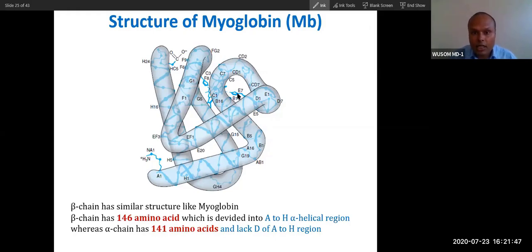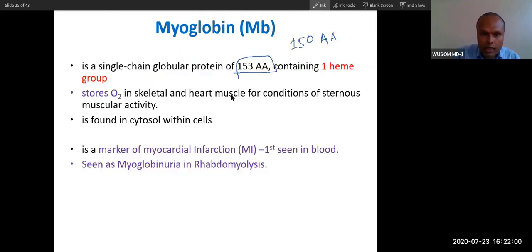Fifth and sixth bond will be formed by this E7 and F8. F8 is proximal and E7 is distal. At E7, oxygen binds here. So you can see here.